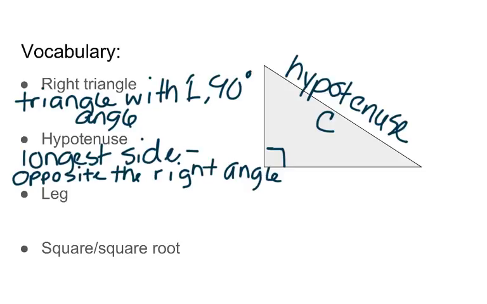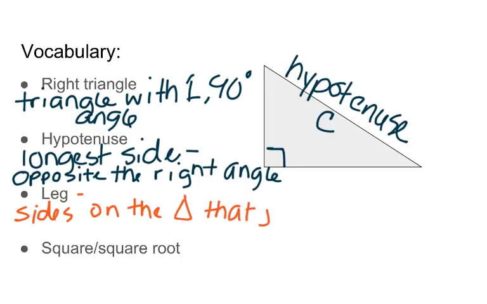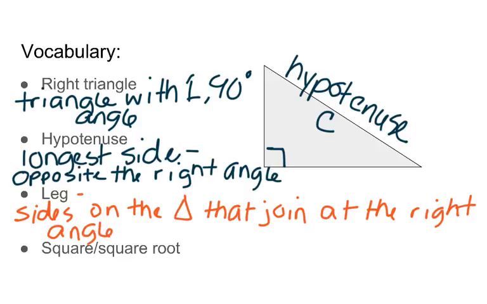So the other sides of the triangle are called the legs. They are the sides on the triangle that join at the right angle. So this side is a leg, and we're going to call it A. And this side is a leg, and we're going to call it B. We're going to use that for the Pythagorean theorem, A, B, and C.